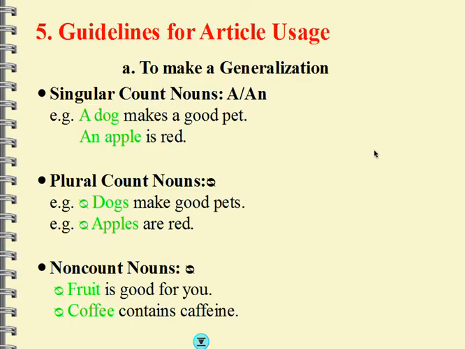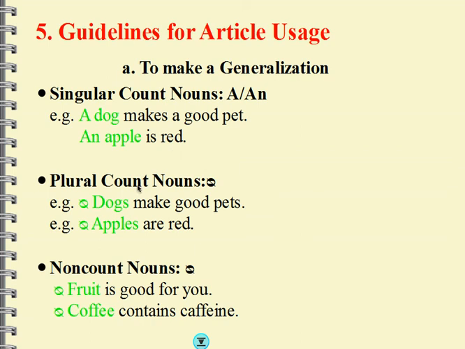Subtitle 5. Guidelines for article usage. I have 3 categories. First category, to make a generalization. When I have singular count nouns, I can use the article a or an. A dog makes a good pet. An apple is red. And over here the speaker is talking about any dog in general.